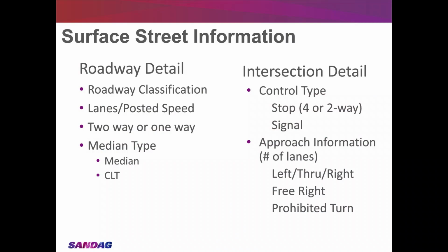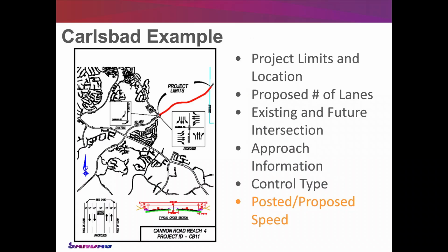So number of turn pockets, maybe a free right turn, or in the case of maybe a median addition or other statutory prohibition, a prohibited turn at the intersection. So here's an example from the city of Carlsbad.